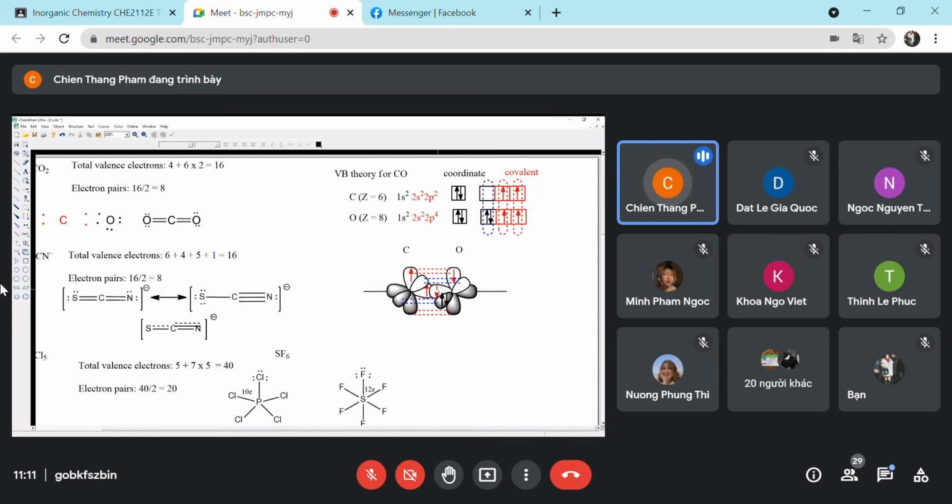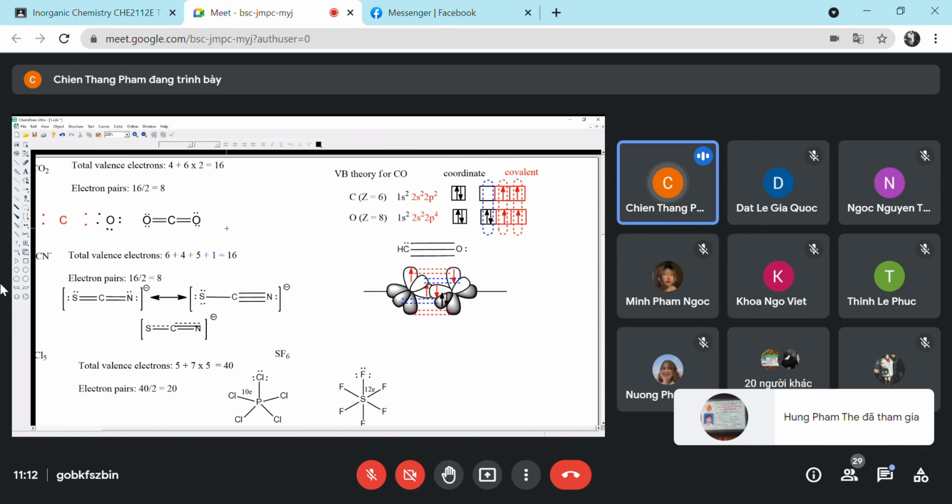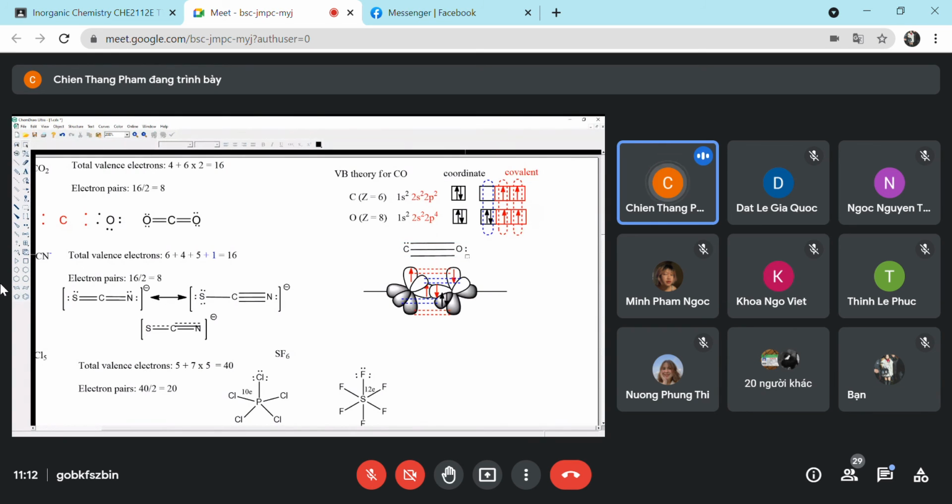Okay, the green one is the second oxygen, and now we can draw the bond between carbon and oxygen like this. There is a triple bond between the carbon and oxygen, and there is one lone pair on oxygen and also one lone pair on carbon. So this is the Lewis structure for CO, and it also describes the bond formation in the CO molecule.